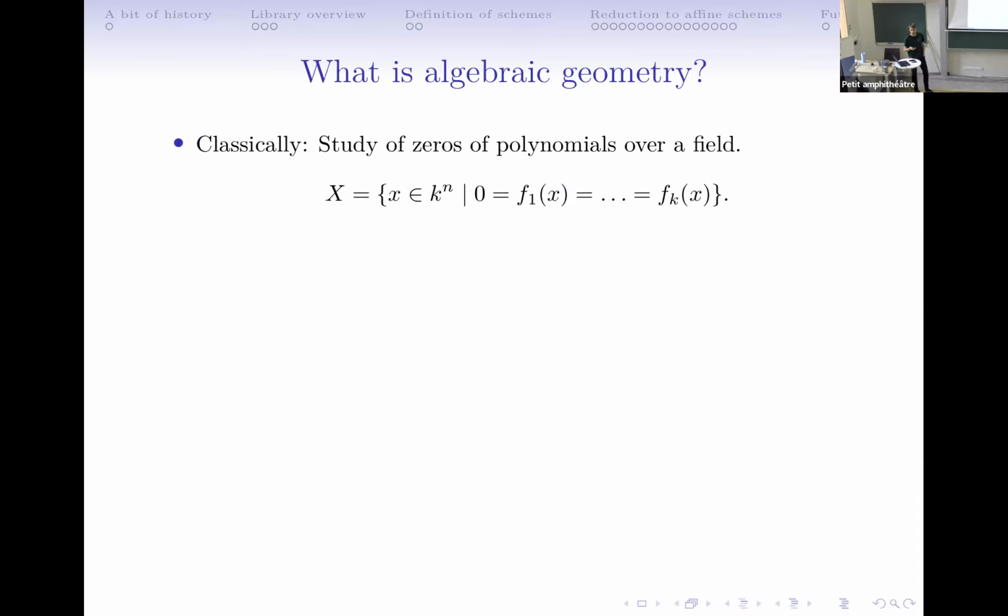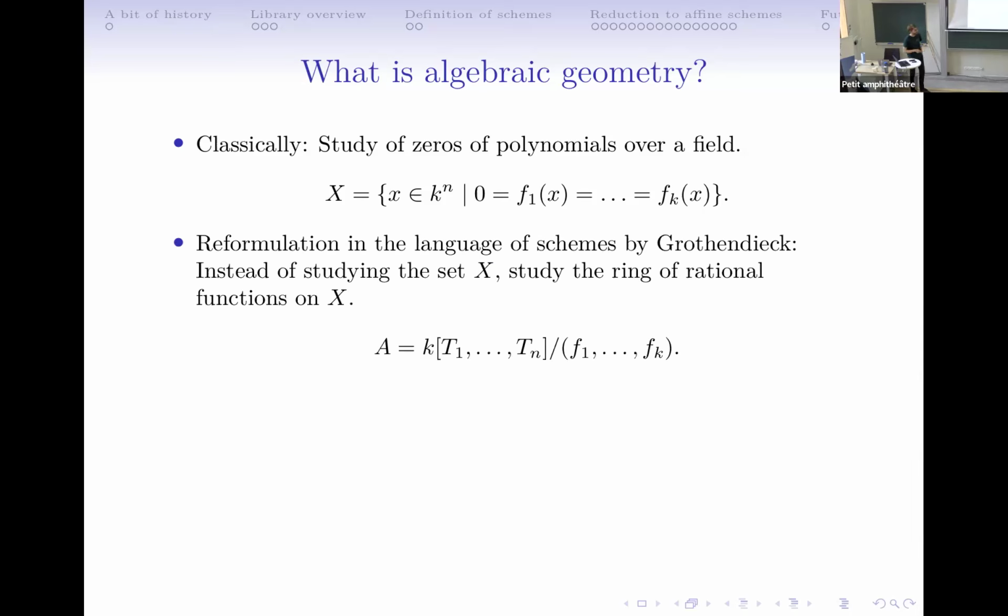And so what is algebraic geometry? Well, classically, it's the study of zeros of polynomials over some field. So we're interested in sets of this form, taking x in k^n, that are the common zeros of some family of polynomials over k. And well, in the 1950s and 60s, Grothendieck reformulated this study of zeros of polynomials in the language of schemes.